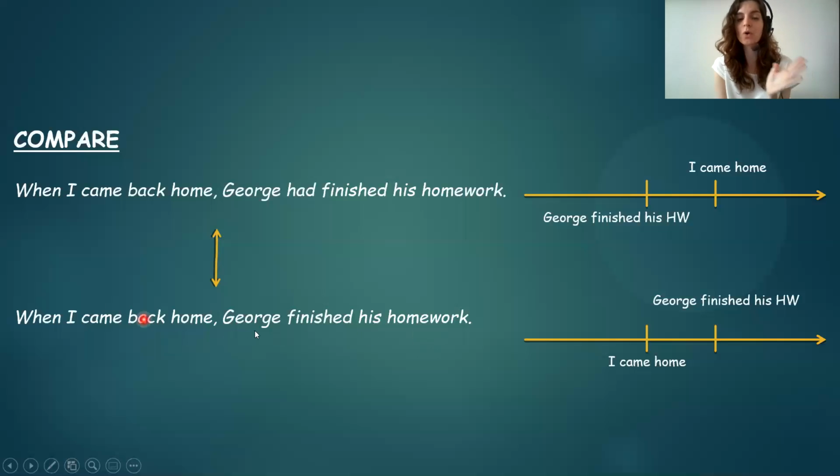Right? Cool. However, if we say when I came back home, George finished his homework. When I came back home, George finished his homework. This means that at first I came home and then George finished his homework, right? So it happened one after another, right? So the first situation is that I came back home and then George finished his homework, right?